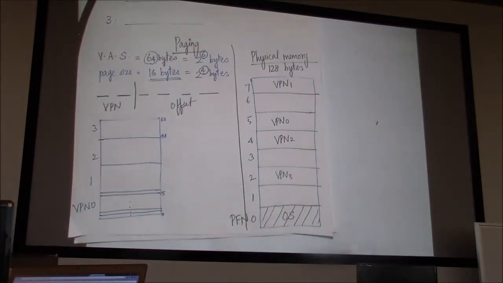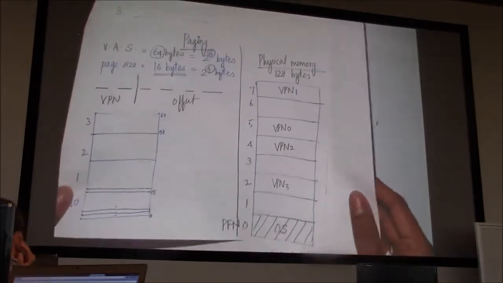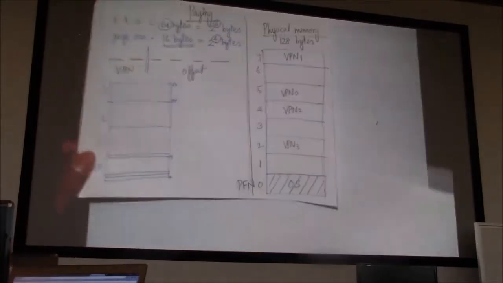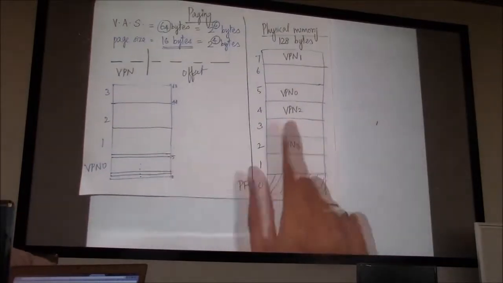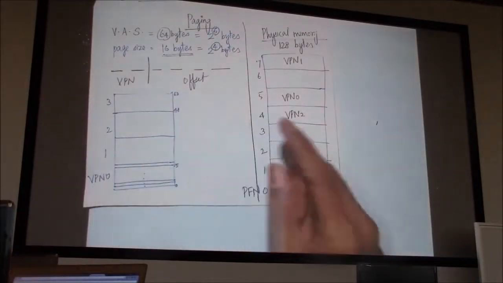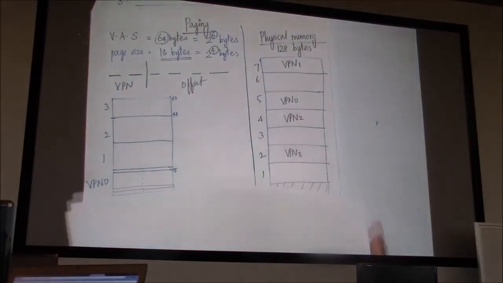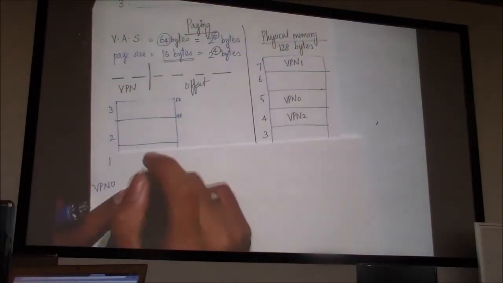We need some mapping to keep track of this, and the data structure that the operating system uses to keep track of which virtual page is placed where in physical memory is called the page table.